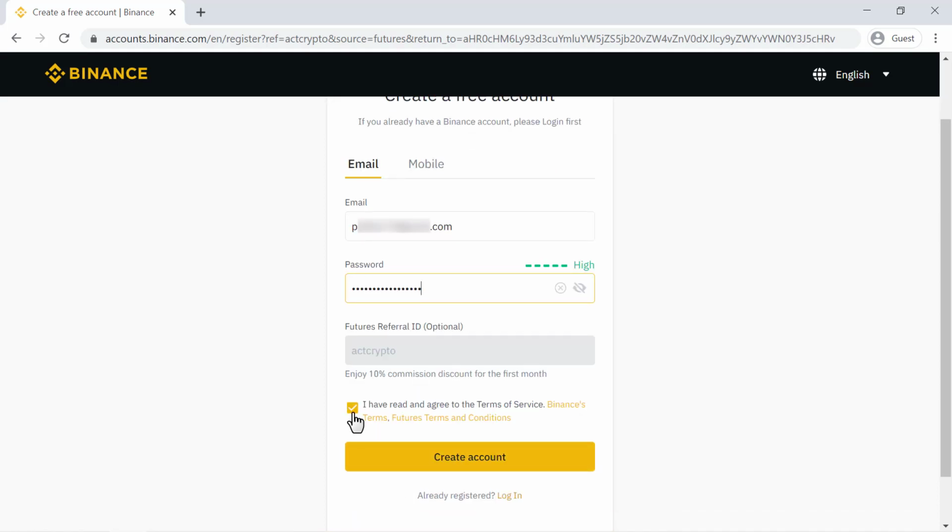Ensure you have ticked and agreed to the terms of service and click Create Account.